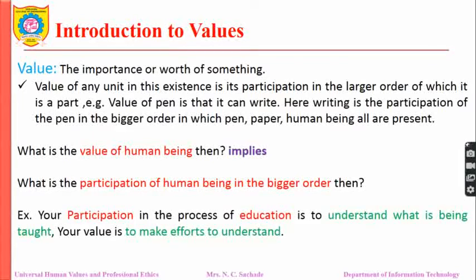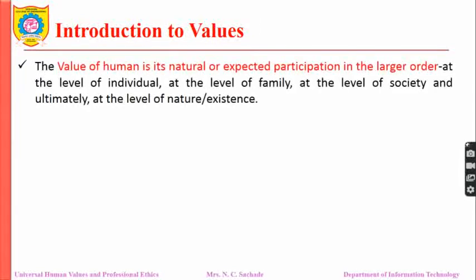Let us see one example. Your participation in the process of education is to understand what is being taught, so your value is to make efforts to understand. Depending on what process you are doing, your participation will change and accordingly the value will differ. This is applicable to humans as well as different objects. So the value of a human being is its natural or expected participation in the larger order at the level of individual, at the level of family, at the level of society, and ultimately at the level of nature or existence.